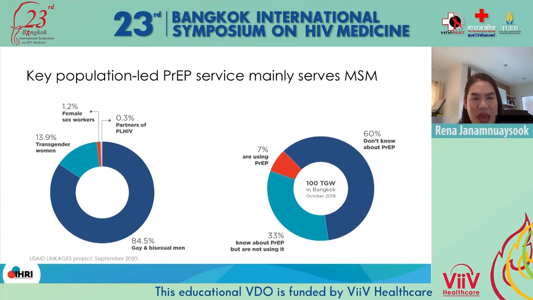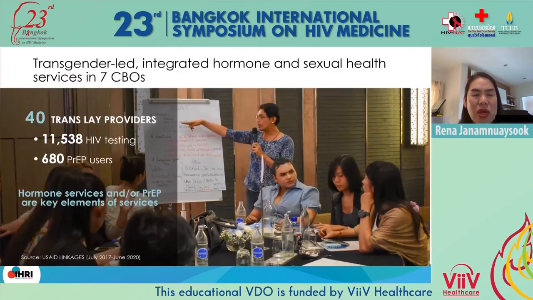especially for the PrEP campaign. So we have been working closely with 7 community-based organizations to train 40 transgender lay providers, and they have been certified according to our training curriculum. So far, they have been able to provide more than 10,000 HIV tests, and almost 700 Thai transgender women were on PrEP through the transgender-led and integrated hormone and sexual health services.